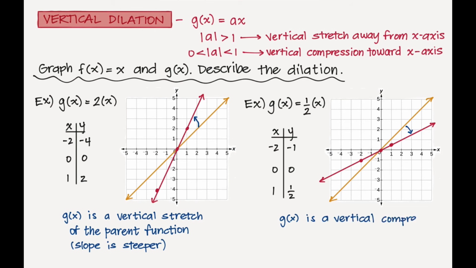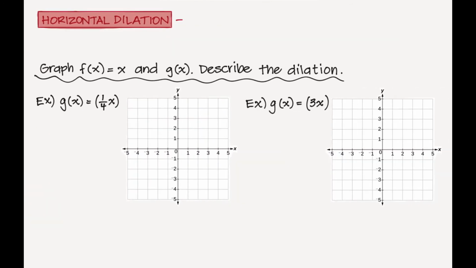And so we're going to write that this function g of x is a vertical compression of the parent function, which means that it is getting closer to the x-axis. And if you're just looking at the slope of it, the slope is less steep than the slope of the parent function.